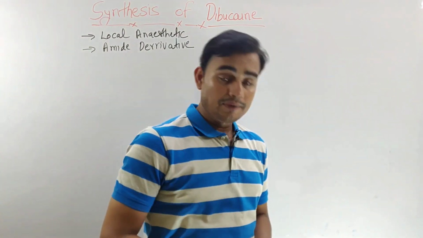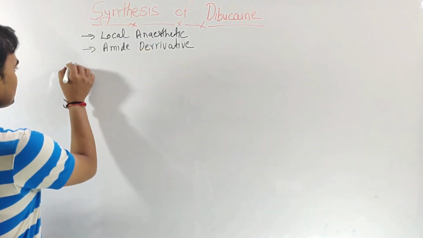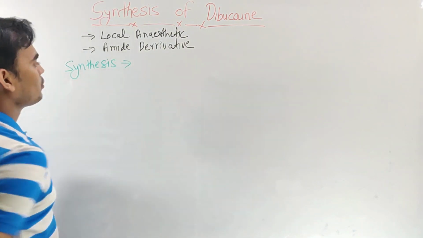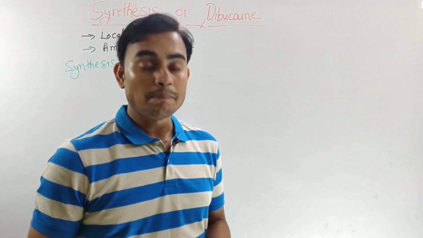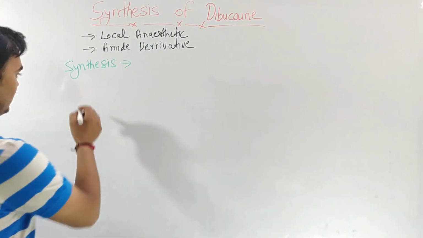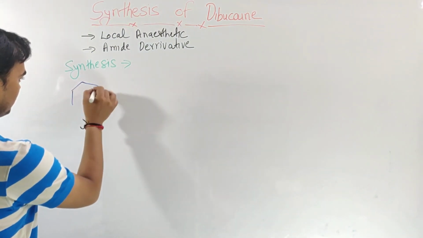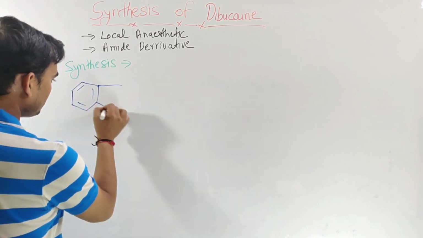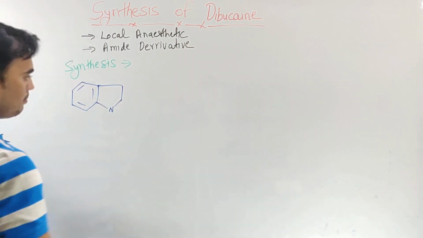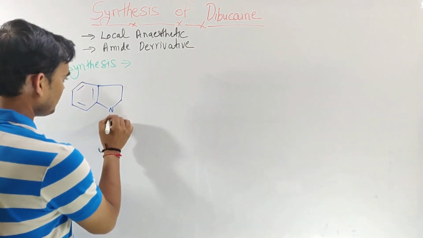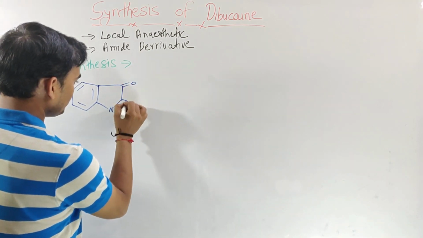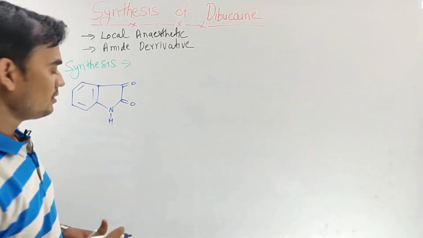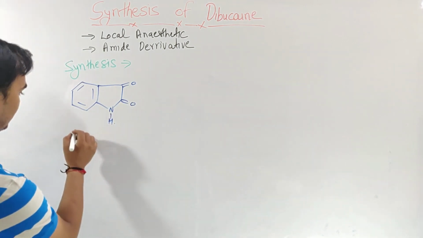If you talk about the synthesis, the synthesis of dibucaine starts from the acetylene compound. What is the acetylene compound? In the acetylene compound, we have first a 6-membered benzene ring with a 5-membered ring here, with the diene. Here we have H. Now this is the acetylene compound.